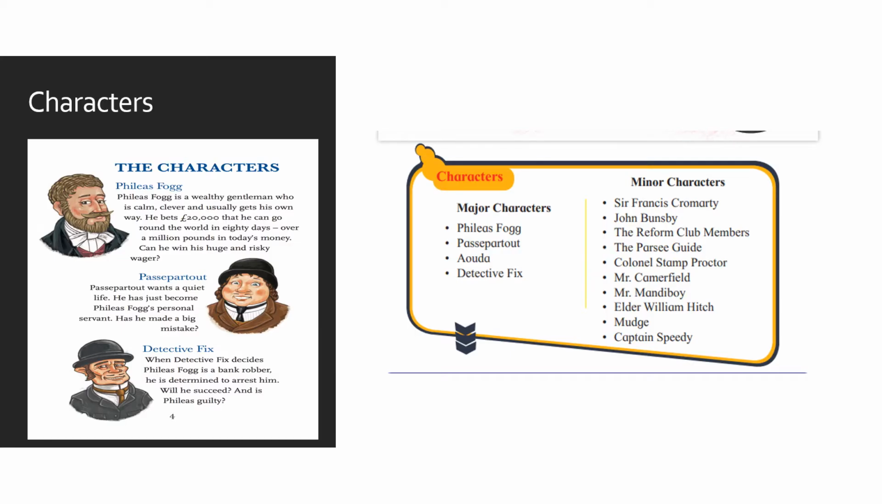Characters. As discussed in part 1, the major characters are Phileas Fogg, who was a wealthy gentleman, Passepartout, his valet, Auda, the lady they met in India, and Detective Fix, who was following Phileas Fogg, suspecting him of being a bank robber. The minor characters are Sir Francis Cromarty, John Bunsby, the Reform Club members, the Parsi Guide, Colonel Stamp Proctor, Mr. Fallentin, Mr. Mandy Boy, Elder William Hitch, Mudge, and Captain Speedy.